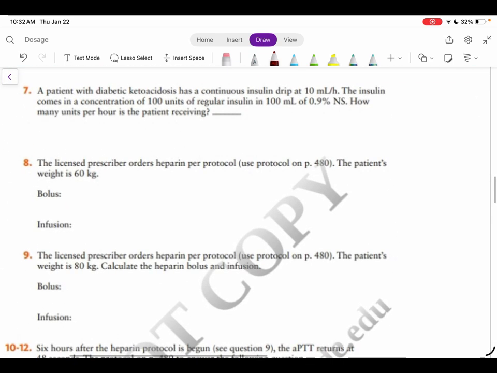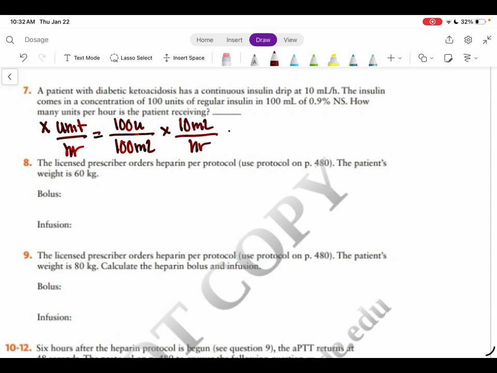Moving right along. Number 7. How many units per hour? So units per hour. My insulin is a 100 unit bag that's also 100 milliliters. My order is 10 milliliters per hour. So we're going to do 100 times 10 and then divide by 100, which is just going to give us 10 again.